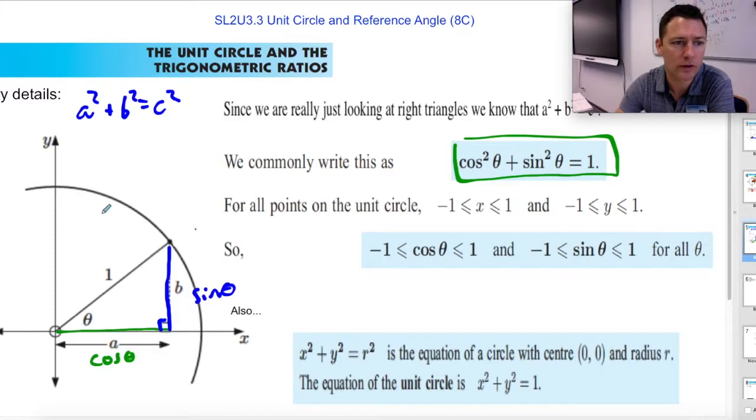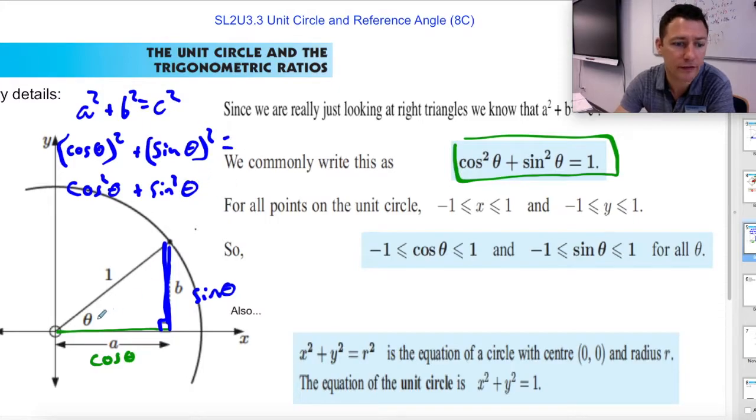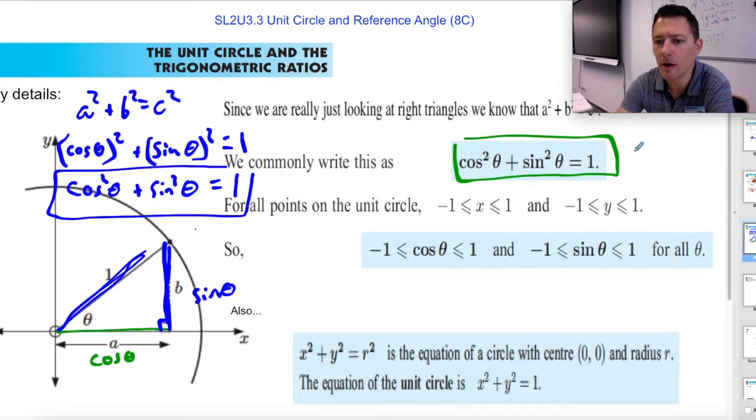We know that one side squared, so cosine of theta squared, you can really just call this cosine squared of theta. It's the same thing, just a different way to write it. This is a little more elegant because you don't have parentheses. And this is sine of theta squared, right? That's this side, so we'd say sine squared theta should equal c squared. And c is the hypotenuse, which is 1, and 1 squared is 1. So that's where this piece comes from. We'll use this in proofs later.